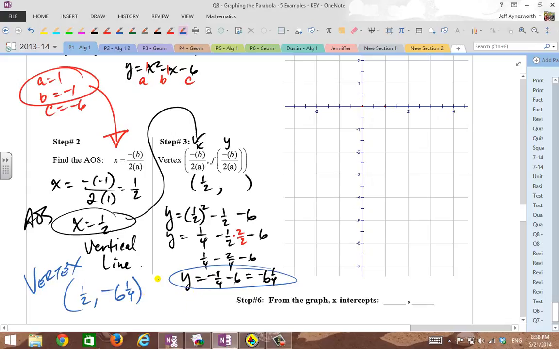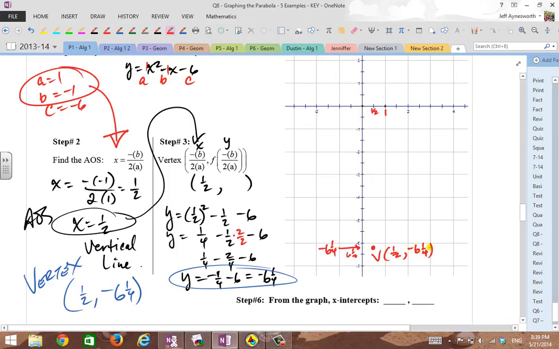So let's plot that. I've got 2 pieces of information that are important to me. I got positive 1/2. This is 1 and this is 1/2, so I go right 1/2. Down 1, 2, 3, 4, 5, 6. This is 6 1/2, so 6 1/4 is right here. It's a half of a half. So I plot that point, and that's called V for vertex: 1/2 comma -6 1/4.